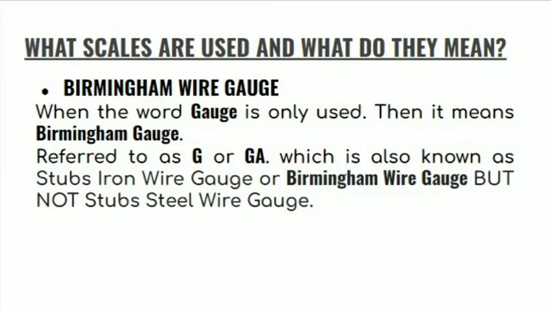The second gauge is the Birmingham wire gauge. When the word simple gauge is used, it means Birmingham wire gauge. It does not mean French gauge. It is referred to as G or GA, which is also known as Stubbs iron wire gauge, or Birmingham wire gauge, or needle gauge system. But it is not Stubbs steel wire gauge.